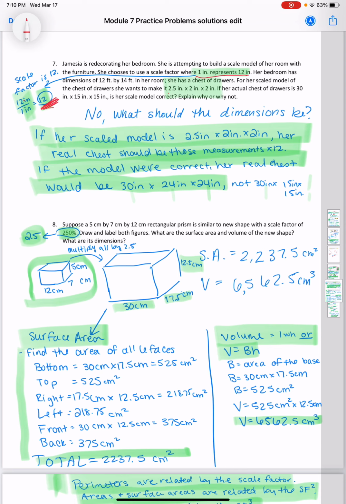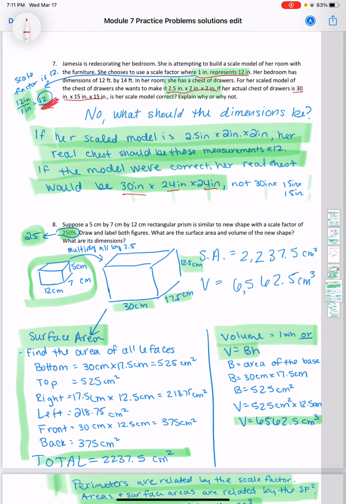So if I take her model measurements and multiply each of those numbers by 12, I get 30 inches by 24 inches by 24 inches. And that's not what her actual dresser is. Okay, that's not the measurements listed here. So that means that the model is not correct.